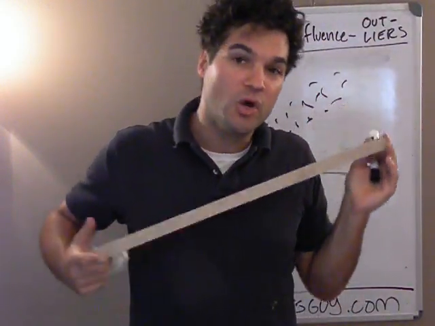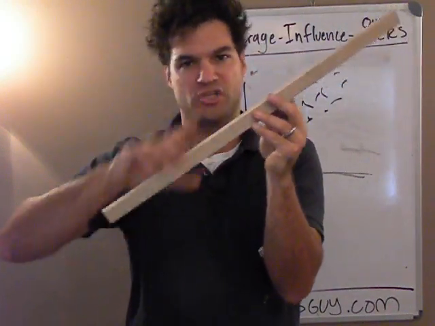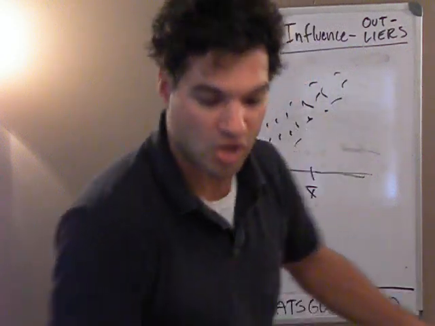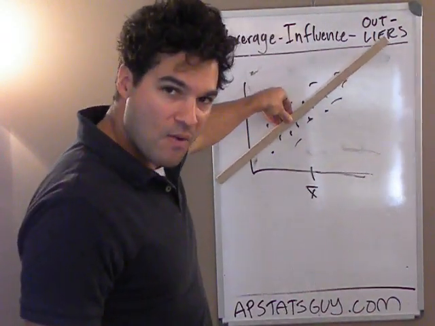It tries to get as close to all the points as possible. It tries to minimize all the residuals, or the squares of, but whatever. It tries to minimize all the vertical distances. So it kind of goes through the middle of it all. It's like, I want to get close to everybody, and now I am.